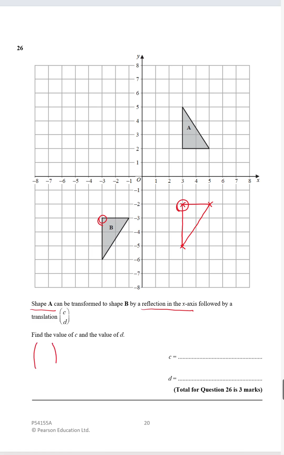Just a reminder about how vectors work. Your top number tells you how you're moving left and right, with right being positive and left being negative. And your bottom number tells you up and down, negative, positive. So I need to move 1, 2, 3, 4, 5, 6, I think I've counted that correctly, 6 to the left, and I need to move 1 down. If I'm moving 6 to the left, left is going to be negative, so my vector would be negative 6. If I'm moving 1 down, again down is going to be negative, negative 1. Therefore C is negative 6, and D is negative 1.